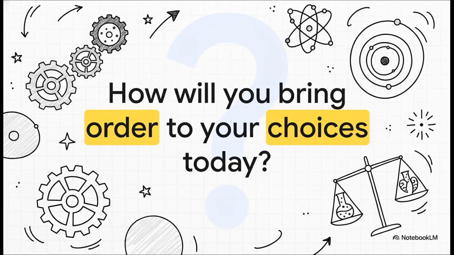I want to leave you with this final, pretty powerful thought. If the universe demands absolute, unbending order in its chemistry, literally down to the very last atom, how will you bring order to your choices today? It's a question I really hope empowers you to apply both the scientific rigor you've learned here and the moral order we've discussed into your everyday life.